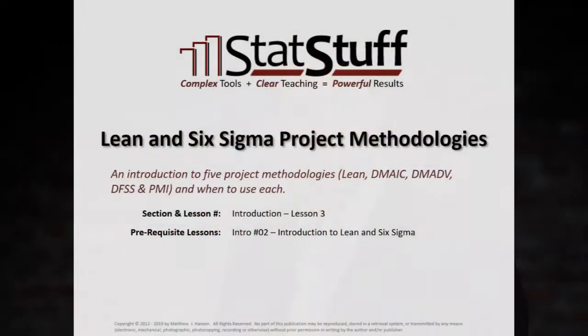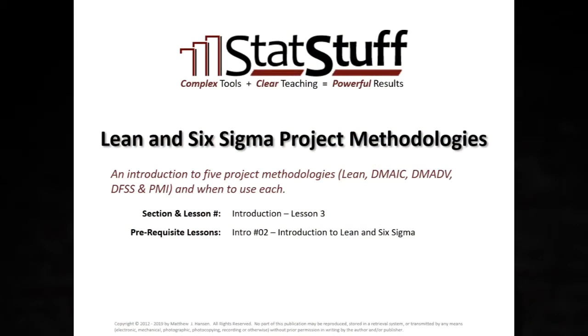In this lesson, we're going to introduce you to 5 different project methodologies and when to use each. The 5 methodologies are Lean, DMAIC, DMADV, DFSS, and PMI. There's one prerequisite lesson, and that's the introduction to Lean and Six Sigma. We'll be reviewing again some of the concepts from that lesson, but you may find it helpful to view the other lessons before viewing this one.